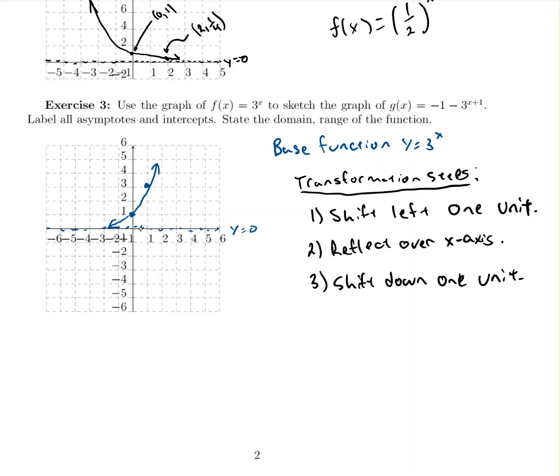Again, if I reflect it over the x-axis, because I'm on the x-axis, it's still not going anywhere. But when I go to shift it down 1 unit, that does move the line. So our asymptote, by the rules we just wrote, is moving to y equals -1. So this is the first piece we have.